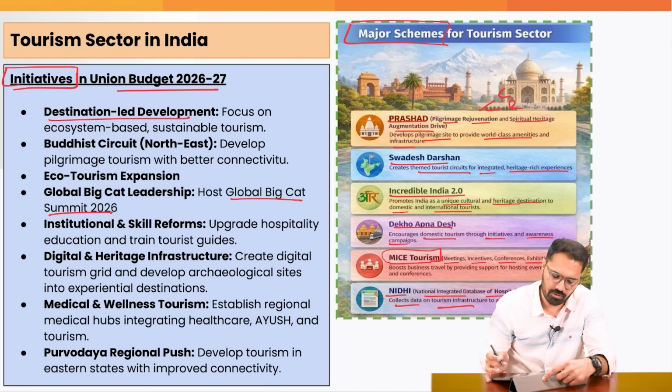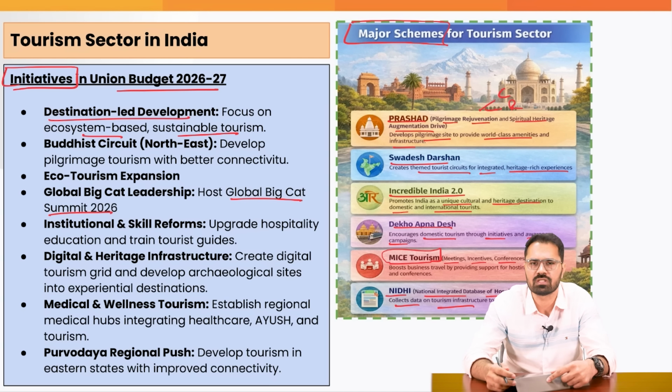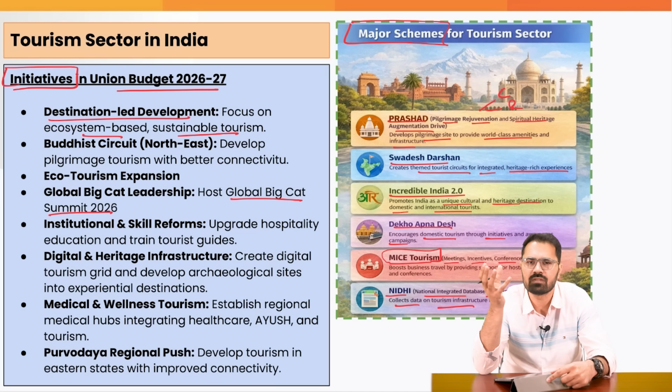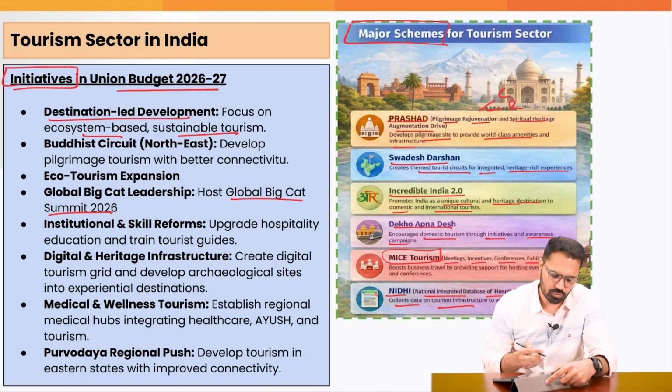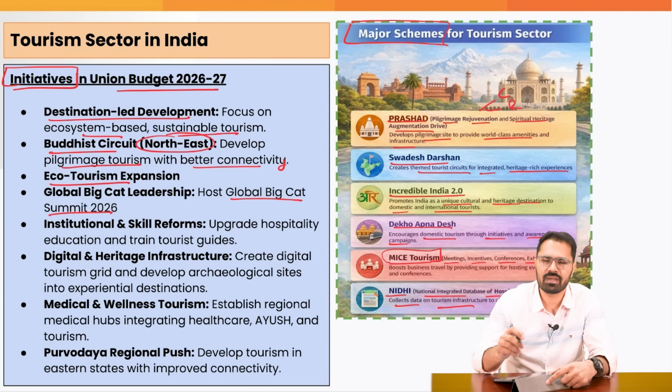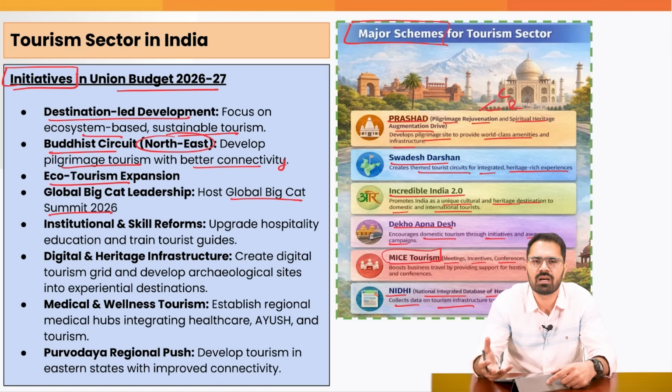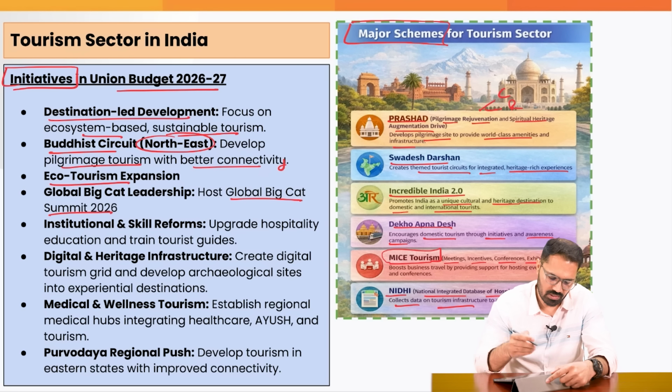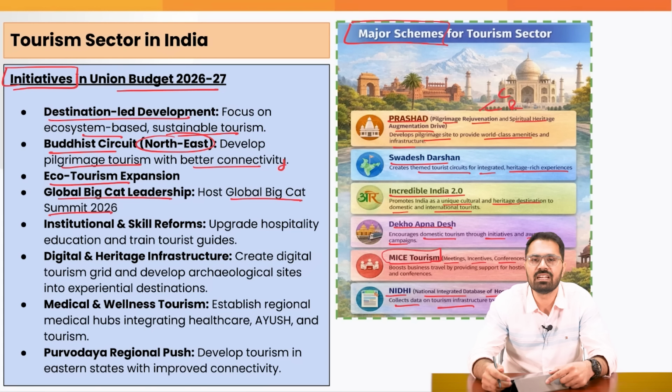For example, destination-led development, focus on ecosystem-based sustainable tourism. Destination-led development means whatever the requirements of that particular area, development has to happen in that particular way. It's a kind of bottom-up approach. Then Buddhist circuits will be created in Northeast India, where they will develop pilgrimage tourism with better connectivity. Clear? Then you have ecotourism expansion in the form of wildlife sanctuaries and national park expansion. Now, a lot of national parks in Rajasthan, MP, Uttarakhand are becoming very famous for wildlife safaris. So we have to increase them. You have Global Big Cat Leadership, where India is hosting this summit for the first time.